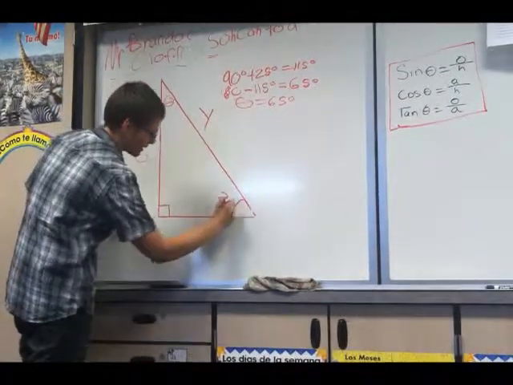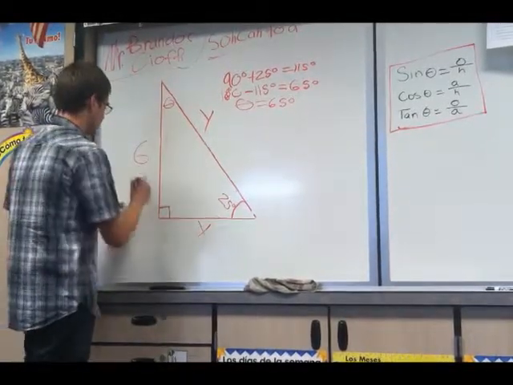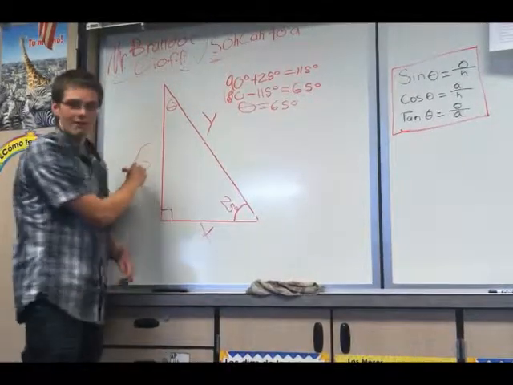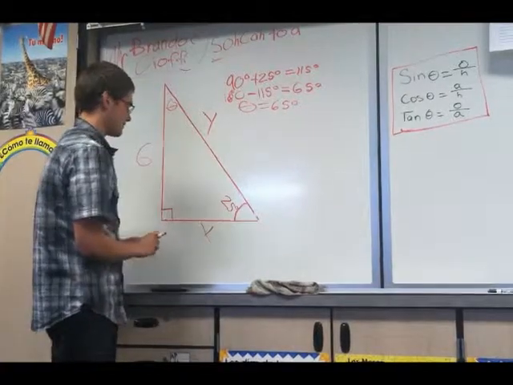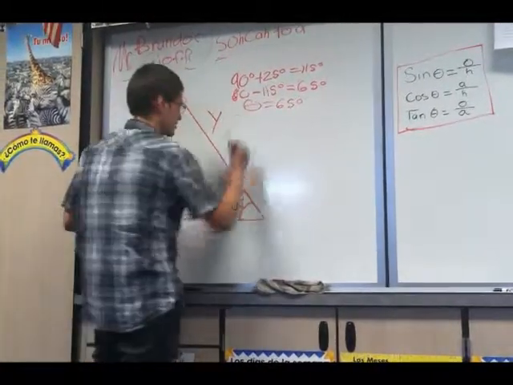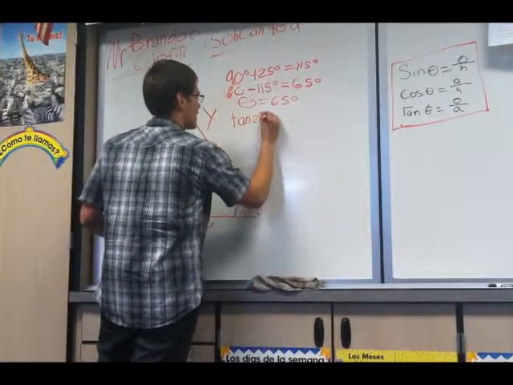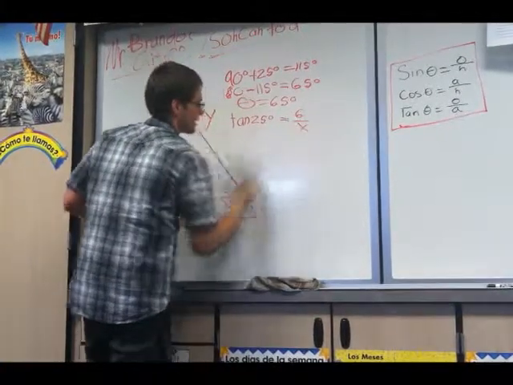Now that we have this one angle right here, which is 25 degrees, you can see that you have x and you have 6. So this is the opposite. This is the adjacent. So you can take the tangent, because tangent is opposite over adjacent. So you take the tangent of 25 degrees equals 6 over x.